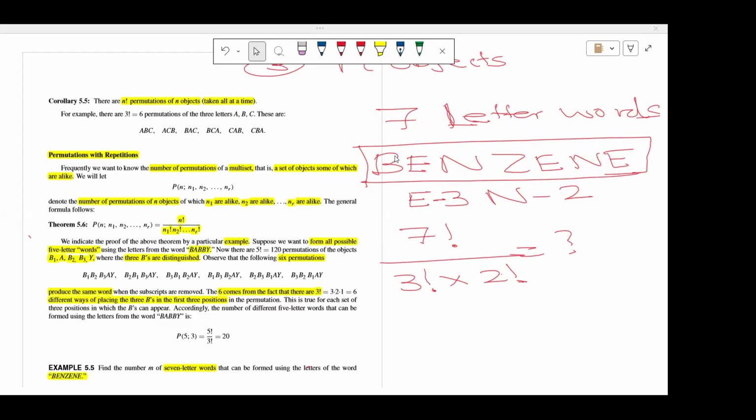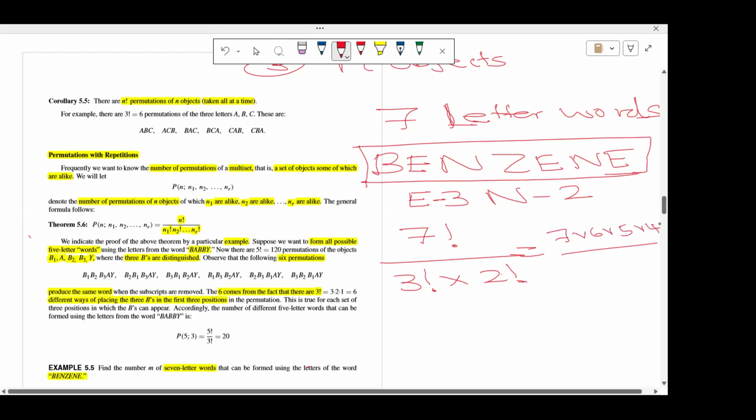Yeah, some of you are telling the correct answers. 7 factorial over 3 factorial into 2 factorial. So that is 7 into 6 into 5 into 4 over 3 factorial. The 3 factorial we can cut down. 2 factorial means 2. If you cut these down, 21 into 20, 420 different words we can generate. This is the third type of question.